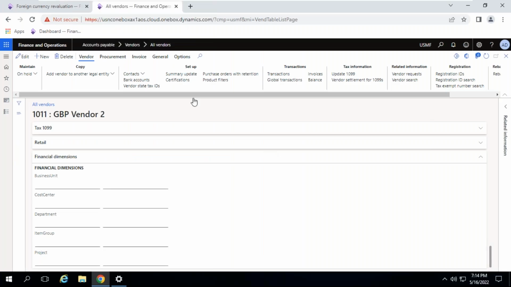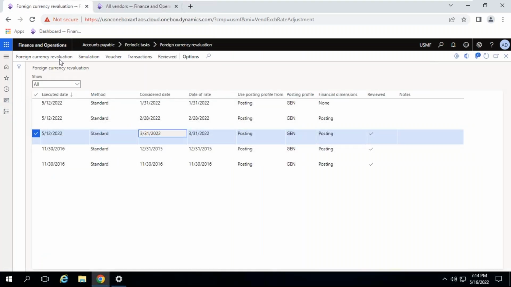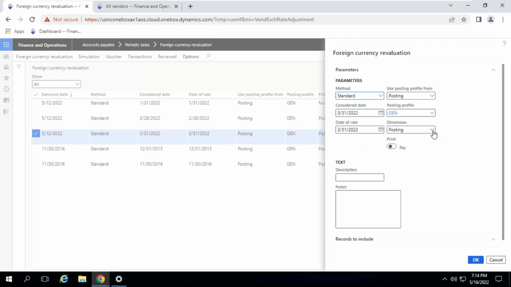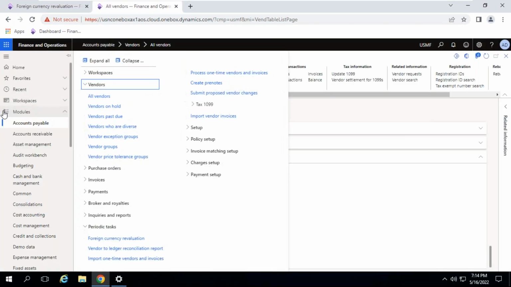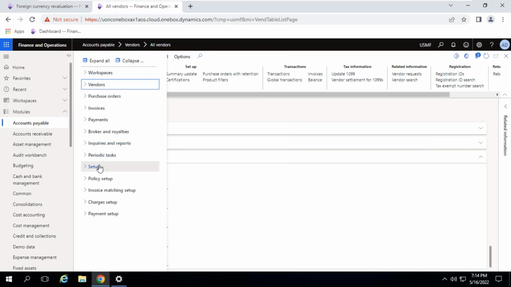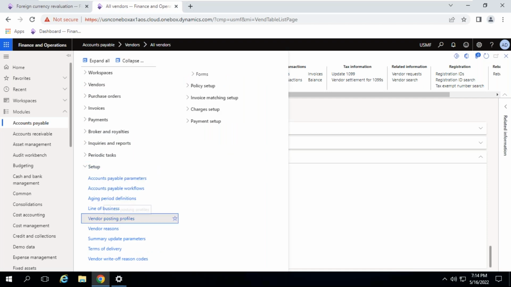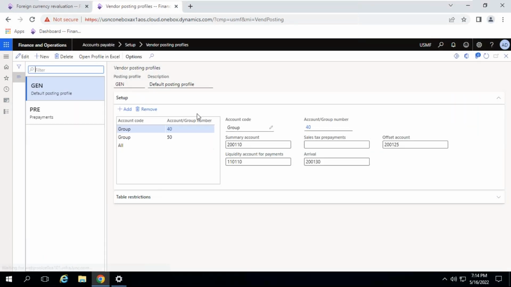So while doing foreign currency revaluation, we have the option to select this one. And for the posting profile, whatever you have mapped in the parameters will be populated. If you want to change, you can change. See here in the posting profiles, you can create posting profiles, set up vendor posting profiles.